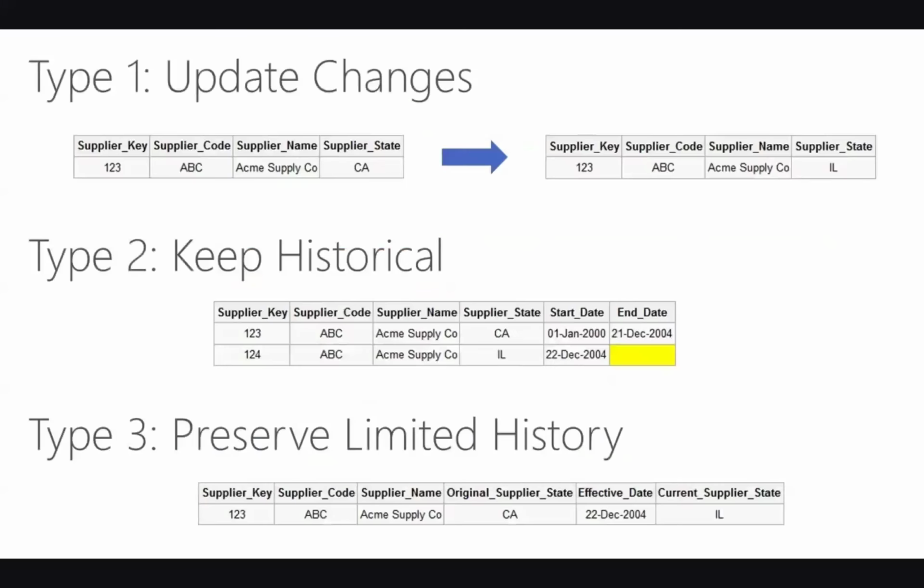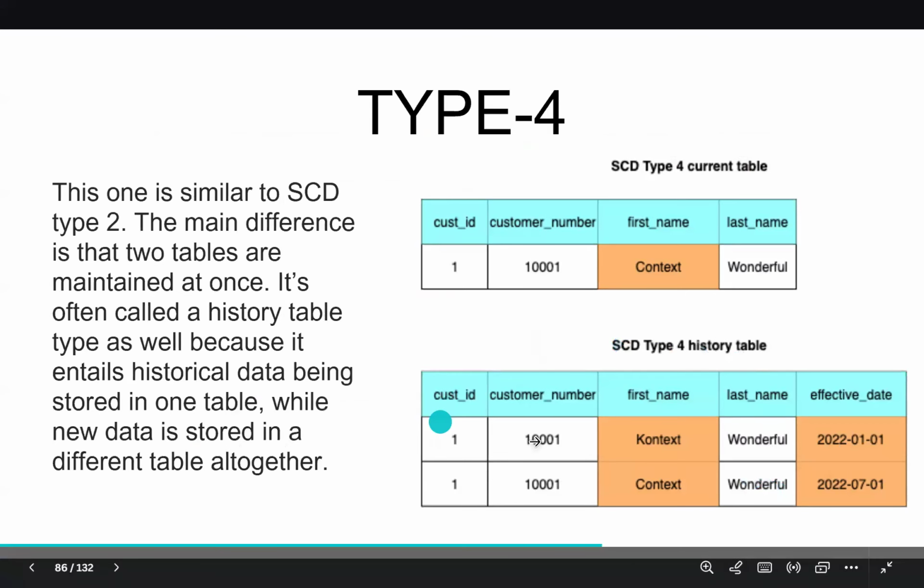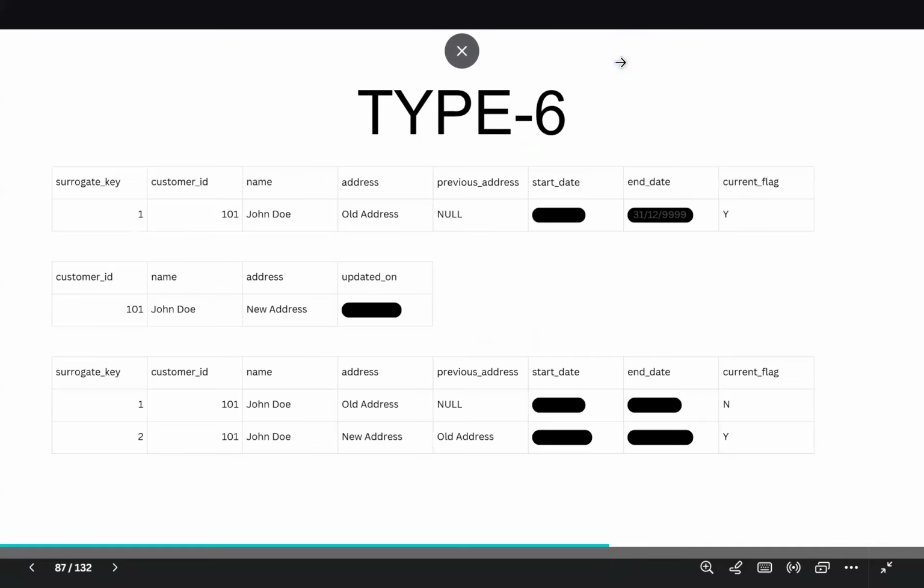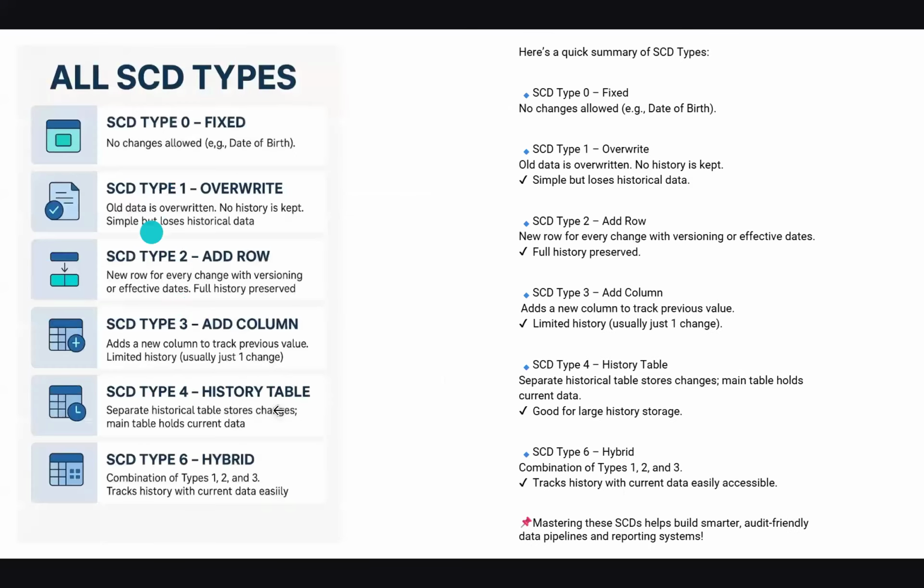And the last one is type 4. In type 4 SCD, we create another table and maintain all the historical data in that other table. So this is type 4. And there is a concept called type 6. Here we merge type 2, type 3 and type 4 as well. So here we'll have previous address, current address, start date, end date, and there will be another table where we maintain the history. In real time, we mostly use type 2 implementation or type 4.